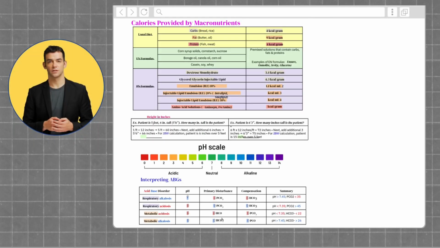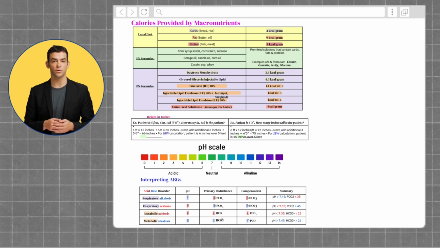All right, let's dive into a topic you'll definitely need to know for the NAPLEX. Calories provided by macronutrients. This concept is foundational when calculating nutritional needs for patients, especially in cases like parenteral or enteral nutrition. Let's start with the basics.